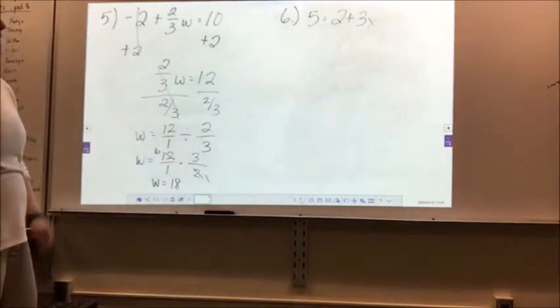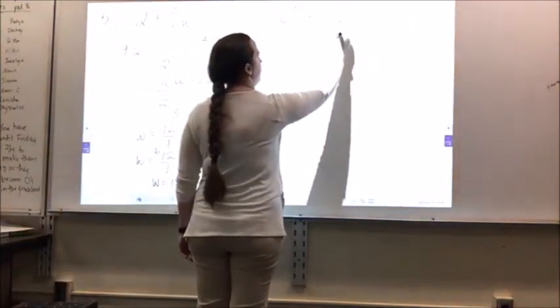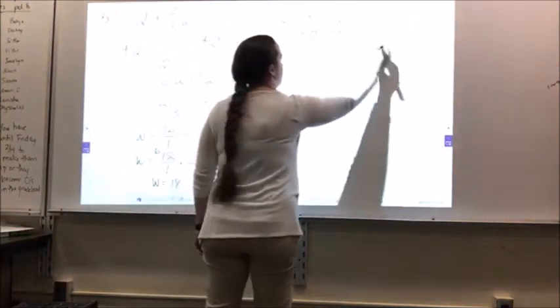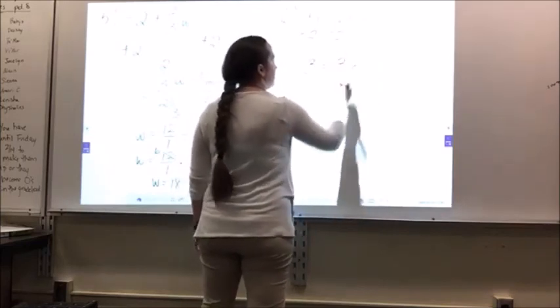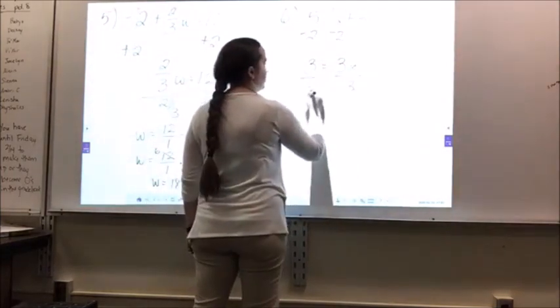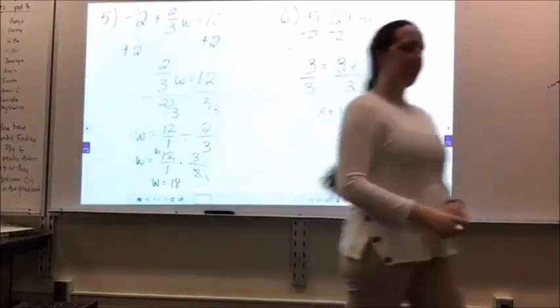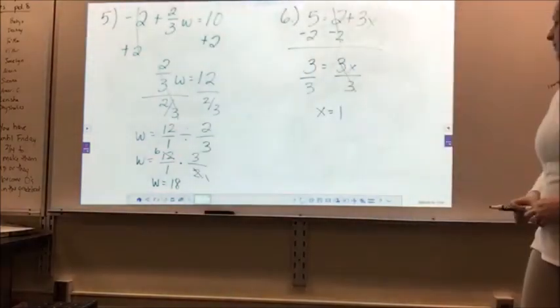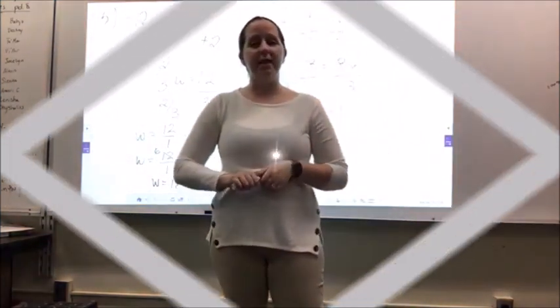Number 6, 5 equals 2 plus 3x. No parentheses, so I subtract first. Subtract 2 from both sides. 5 minus 2 is 3. So 3 equals 3x. I divide both sides by 3. So x equals 1. And that is the end of Chapter 6, Lesson 5.